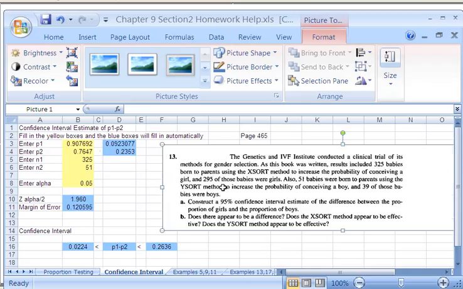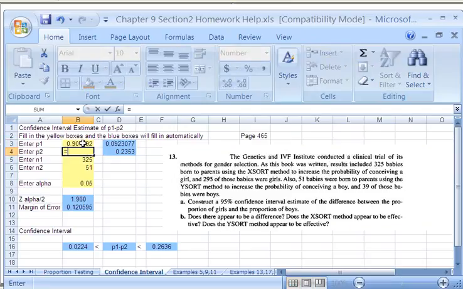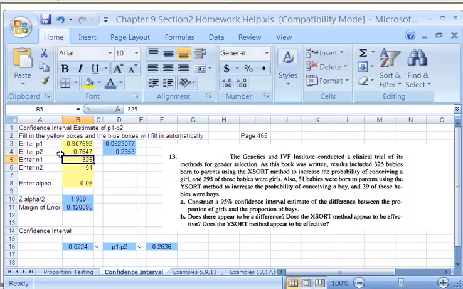Here I've got the problem. For P1, I'm going to enter our proportion, which is 295 divided by 325. For P2, I'm going to enter our proportion using the Y-sort, which is 39 divided by 51. I've got equals 39 divided by 51, and it'll do the calculations for me. My N1 is my total number of babies for the X-sort, which is 325. And my N2 is my total number of babies for the Y-sort, which is 51.